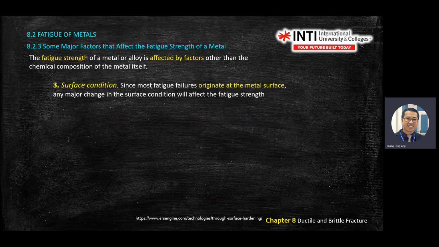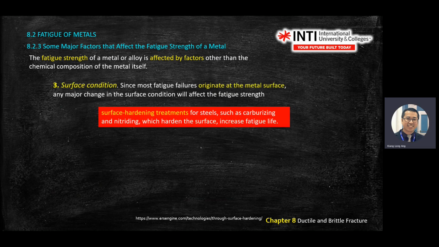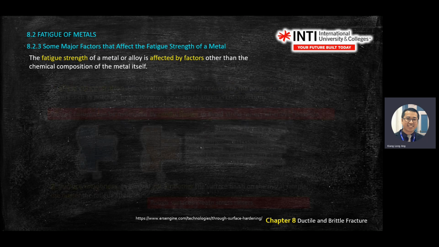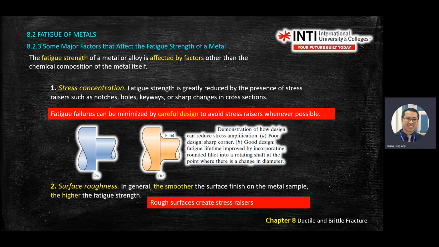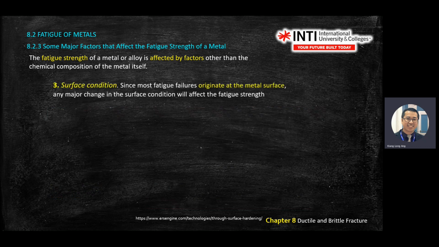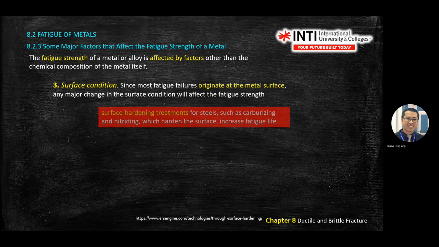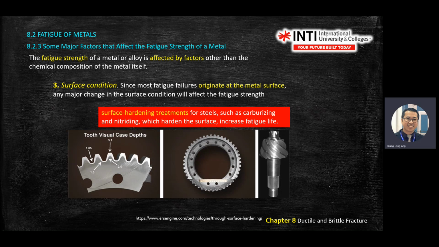Point number 3, it actually repeated what is point number 1. It focuses on the surface condition. Let's see. Point 2 is roughness, the surface condition. Oh, okay. Point number 3 here is more on the treatment, more on the surface treatment. Point number 2 is on the surface roughness. Point number 3 is more on the treatment, right? How you make the metal become stronger.